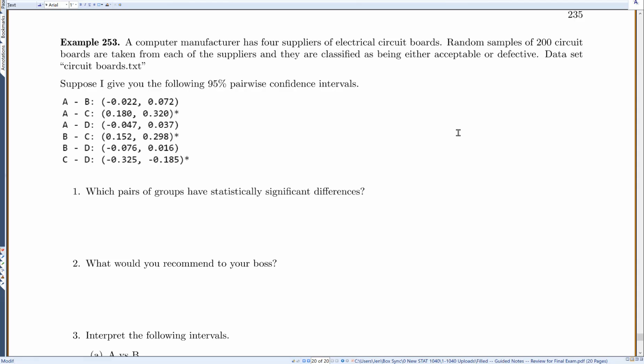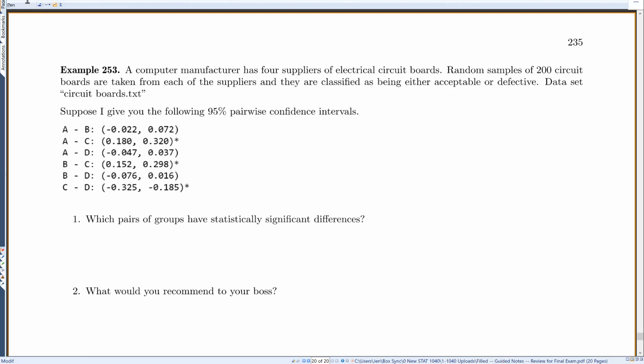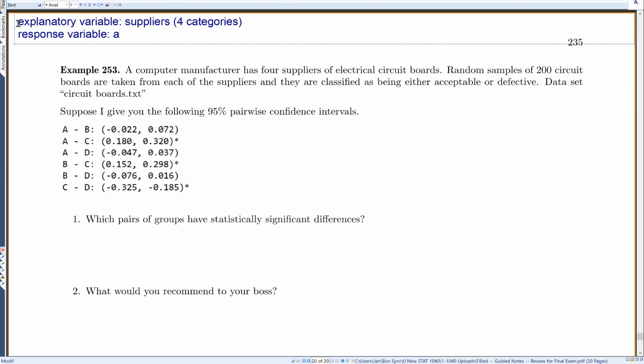Last one here. A computer manufacturer has 4 suppliers of electrical circuit boards. Random samples of 200 circuit boards are taken from each of the suppliers, and they are classified as being either acceptable or defective. The data is in the data set. I want you to think about this. We have 4 suppliers, so our explanatory variable is the suppliers with 4 categories. And then boards are either acceptable or defective, so my response variable is acceptable or defective. That is 2 categories.